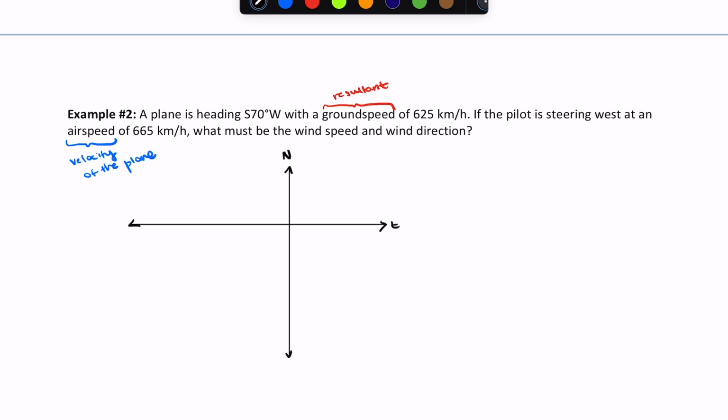Here, north, east, south, and west in terms of our direction. So here, again, the plane is heading 70 degrees south of west. And so here, if we draw this, this will be our 70 degrees, which means that this angle, 90 minus 70, will be 20 degrees. Again, that is heading at a ground speed of 625 kilometers per hour.